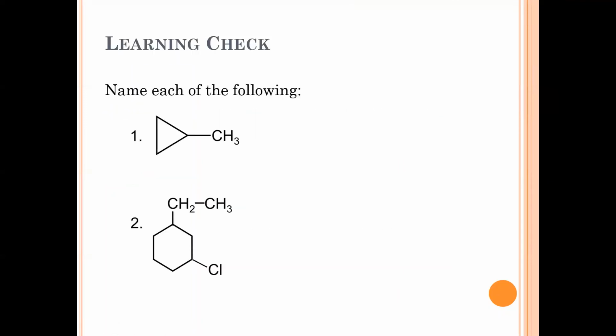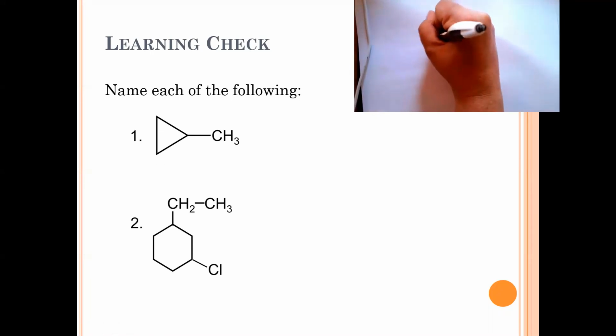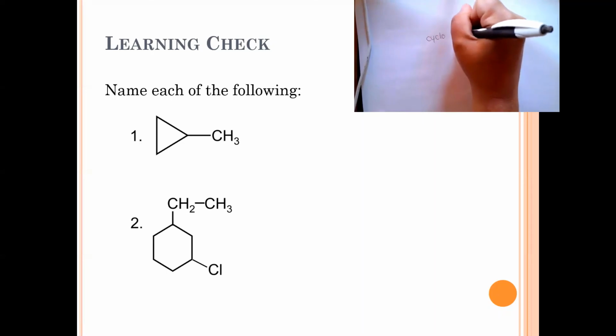Now let's look over here and actually name these. If we're naming this first one here, this first one is a cyclo, so the base name is cyclo because it's connected. 3 means propane.